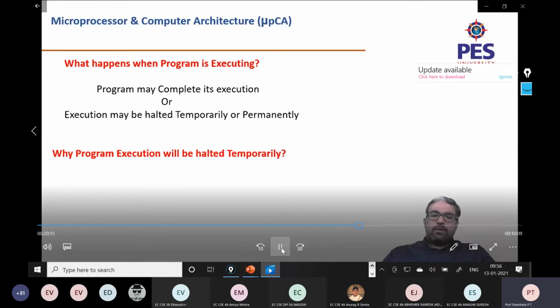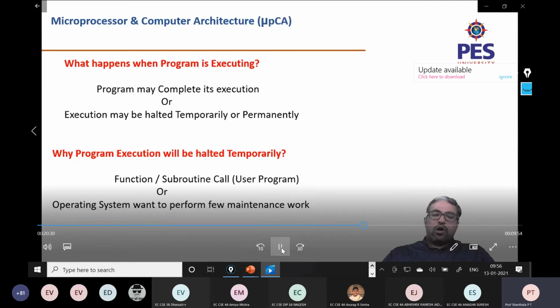Why will user program execution be halted temporarily? The user program will be halted temporarily because some other program, like functions or subroutines, needs to be executed, or the operating system wants to perform a few maintenance works. So obviously you need to go to the privileged mode, and some programs related to the operating system will execute. Or error handling.